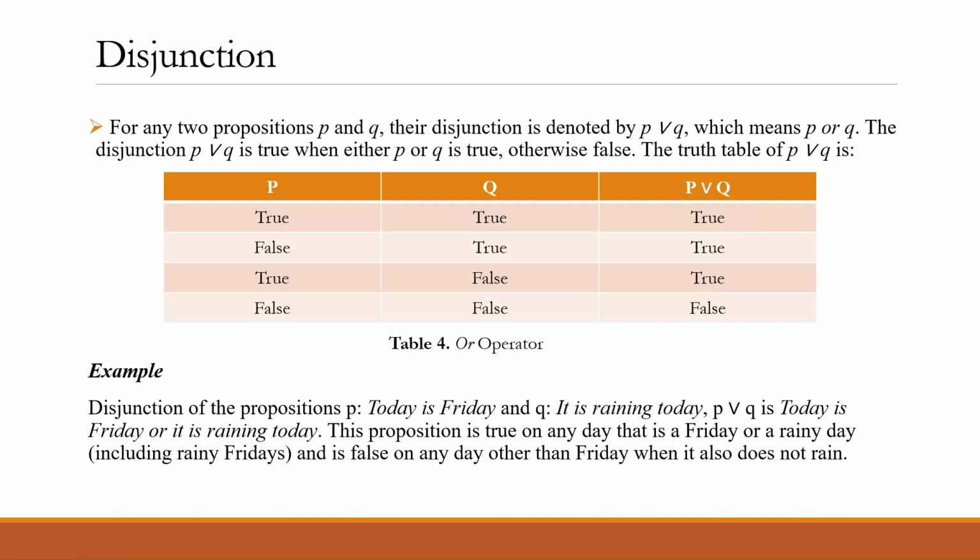As an example, take the proposition P, today is Friday, and the proposition Q, it is raining today. P or Q is: today is Friday or it is raining today. This proposition is true on any day that is a Friday or any day including rainy Fridays, and it is false on any day other than Friday when it also does not rain.